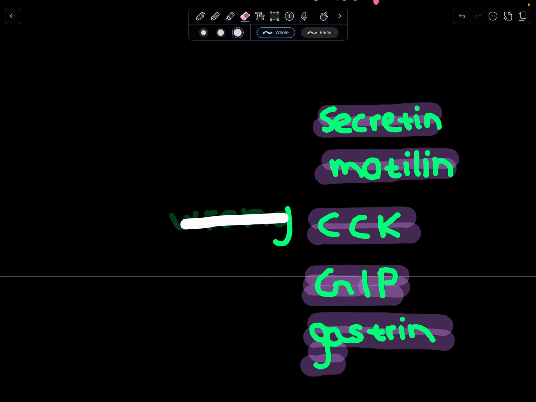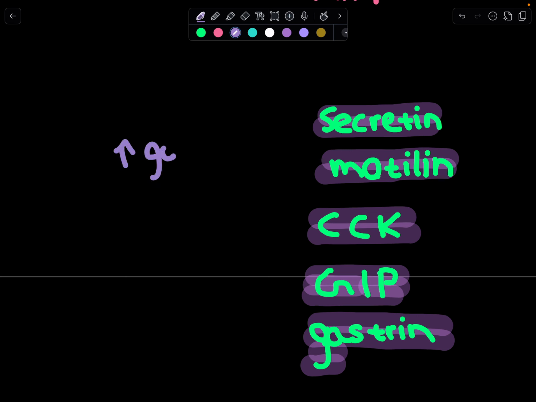Here's the function. This hormone ramps up gastric and intestinal motility, especially during fasting to clear residual contents. Which of the five is it? What does it do? This hormone increases gastric and intestinal motility, speeding up muscle contractions to move contents through the stomach and intestines, particularly when you're fasting to clear leftovers. Which of the five? Motilin.